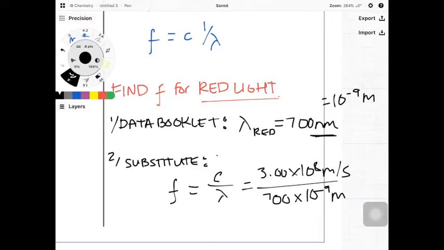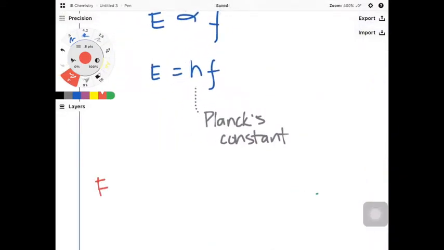If you're just purely looking at your units, you have meters per second divided by meters. And so our final units should be seconds to the negative 1, or 1 over seconds, which is the unit that we use for frequency. If you do the calculation, that's what you get.